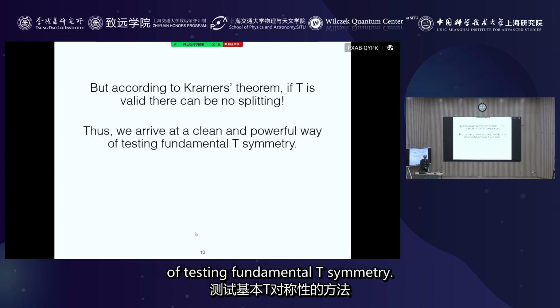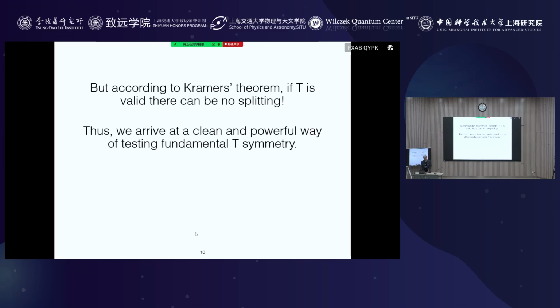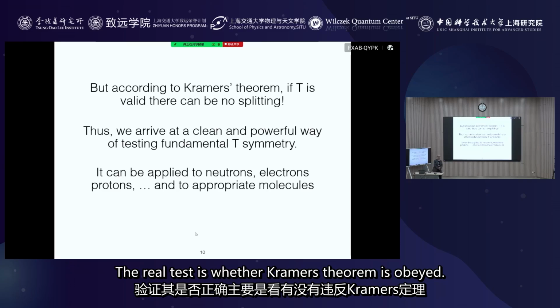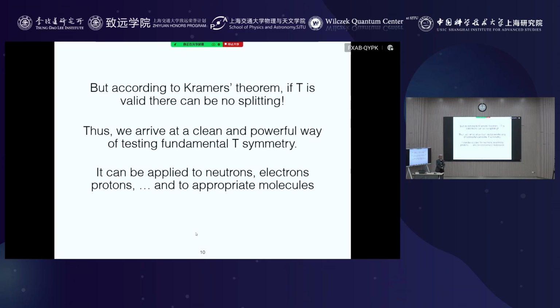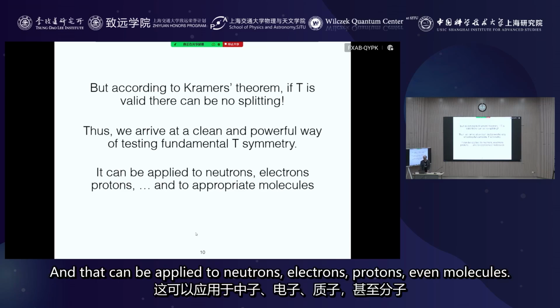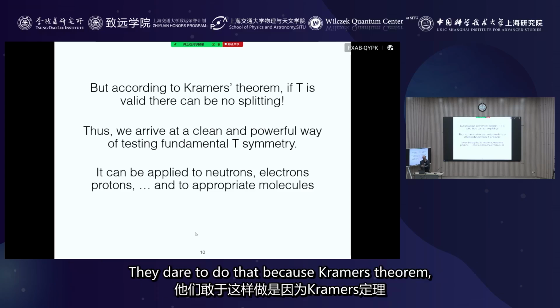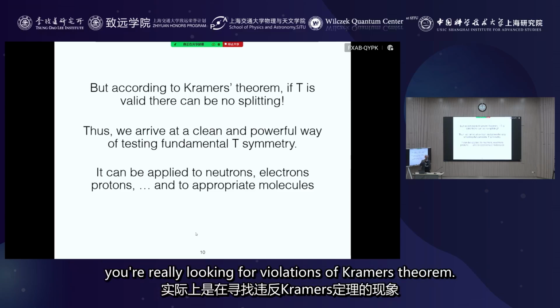So thus we arrive at a clean and powerful way of testing fundamental T symmetry. The real test is whether Kramers' theorem is obeyed. And that can be applied to neutrons, electrons, protons, even molecules. And people do try to do fundamental T violation experiments on molecules. They dare to do that because you're really looking for violations of Kramers' theorem.